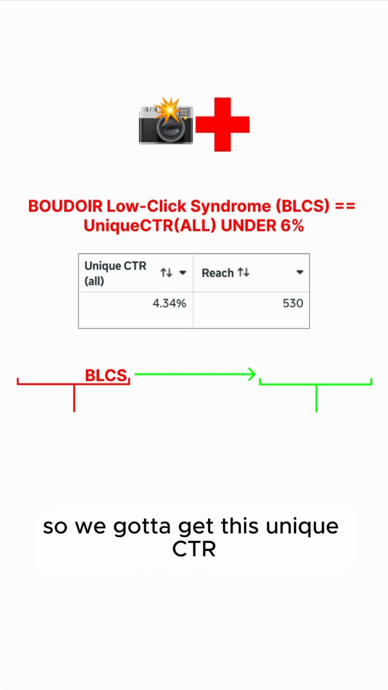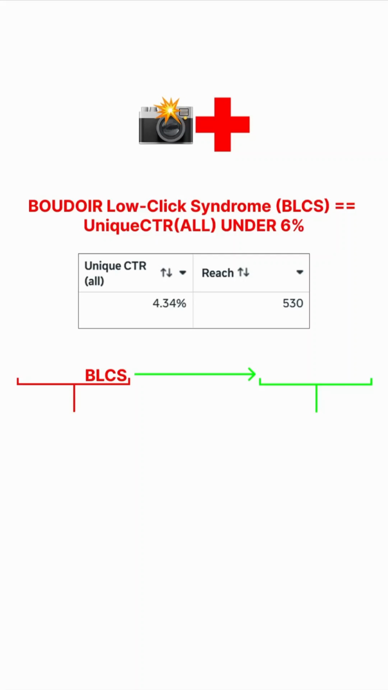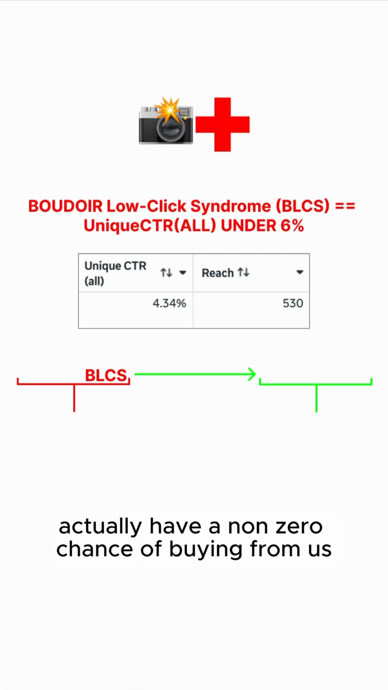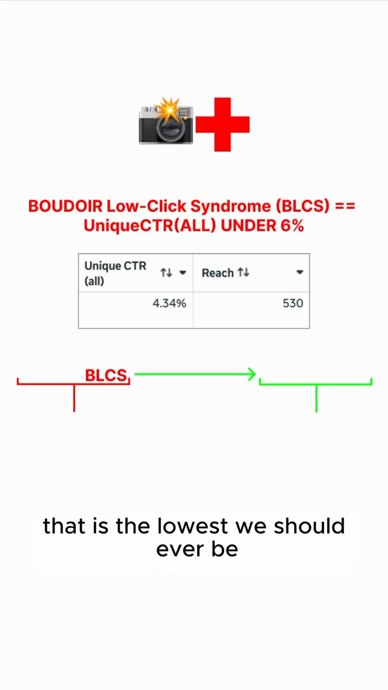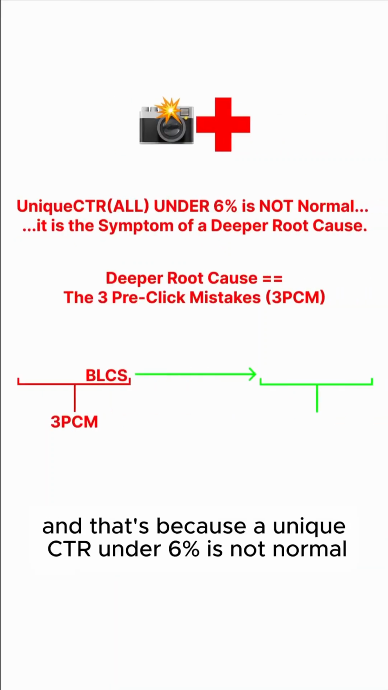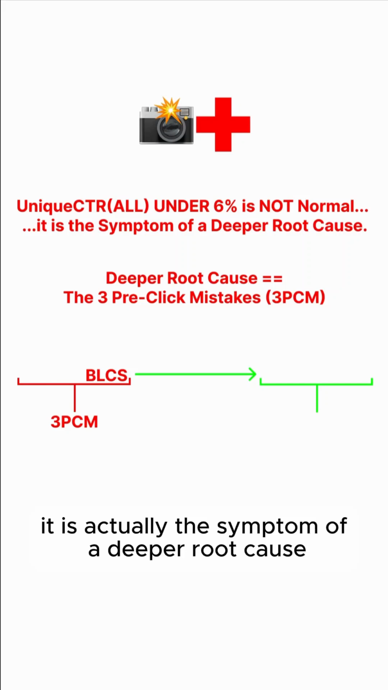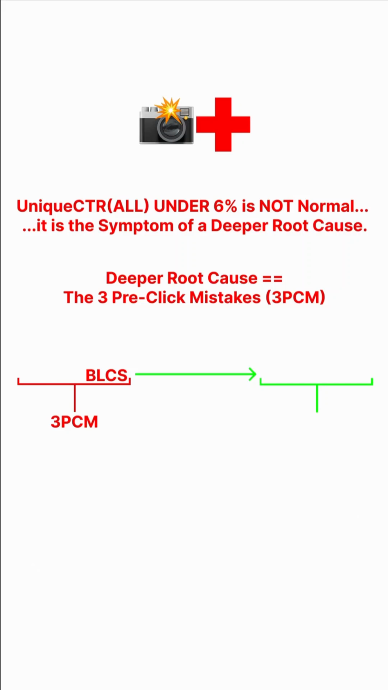So we gotta get this unique CTR number up as high as possible, so we maximize the number of women who actually have a non-zero chance of buying from us, and we got to get above 6%. 6% is literally the minimum. That is the lowest we should ever be, and that's because a unique CTR under 6% is not normal. It is actually the symptom of a deeper root cause. And that deeper root cause are the 3 pre-click mistakes.